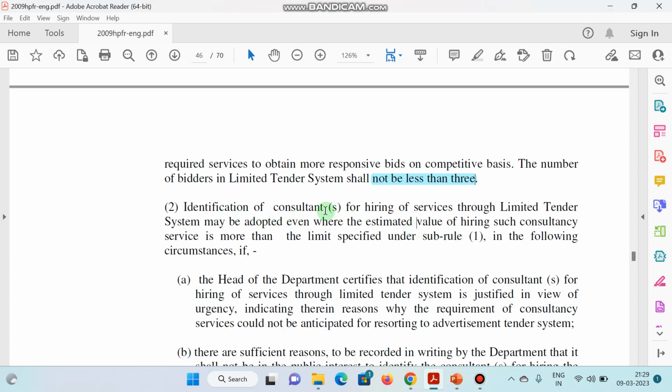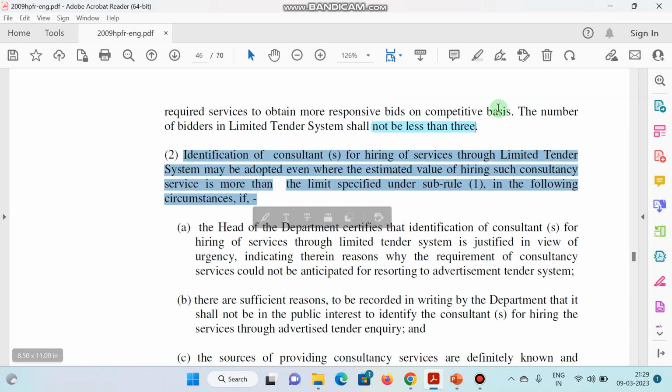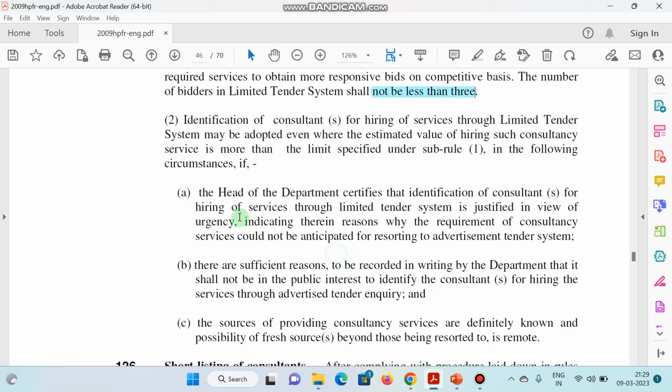And also the identification of the consultant for hiring the services through limited tender may be adopted even where the estimated value of hiring such consultancy services is more than the limit specified under the rule, in the following circumstances. So there are conditions specified in which limited tender system shall be adopted. So what are these conditions? The head of department certifies that the identification of consultants for hiring the services through limited tender system is justified in view of urgency, indicating the reason why the requirement of the consultancy services could not be anticipated, for resorting to the advertisement method.